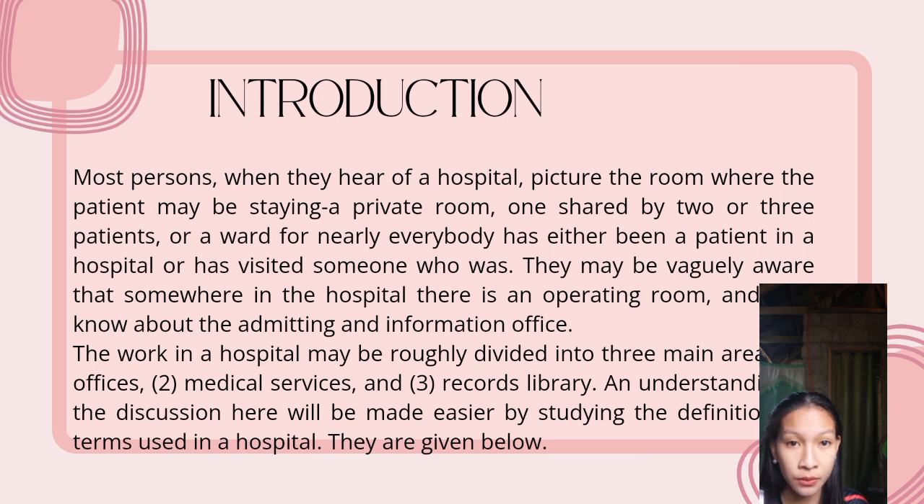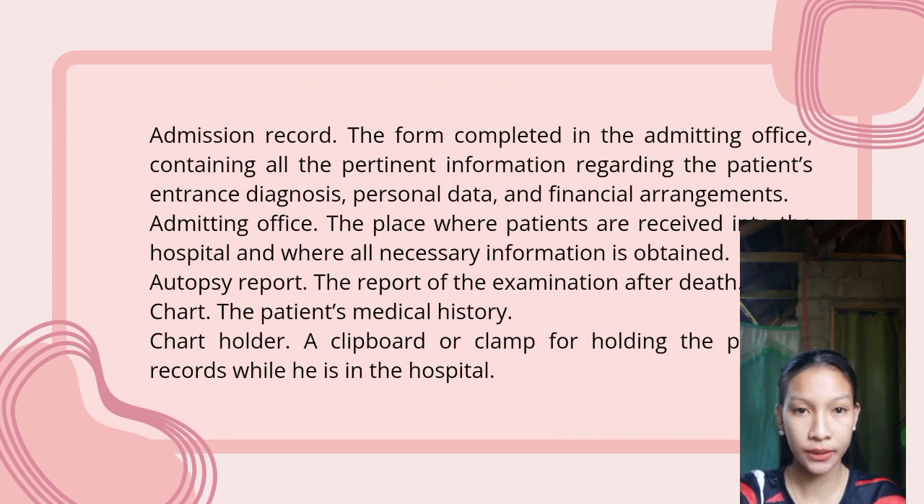Understanding of the discussion here will be made easier by studying the definition of terms used in a hospital. They are given below. Admission record: the form completed in the admitting office containing all the pertinent information regarding the patient: entrance diagnosis, personal data, and financial arrangement. Admitting office: the place where patients are received into the hospital and where all necessary information is obtained. Autopsy report: the report of the examination after death. Chart: the patient's medical history. Chart holder: a clipboard or clamp for holding the patient's records while he is in the hospital.